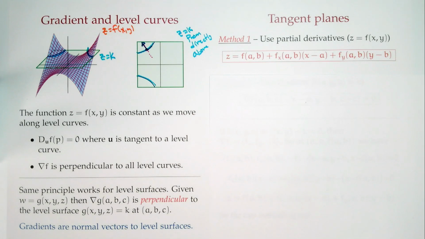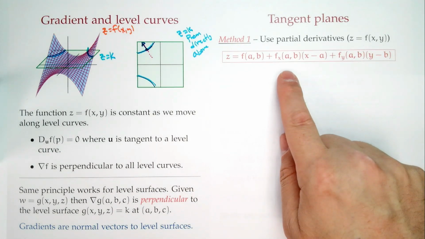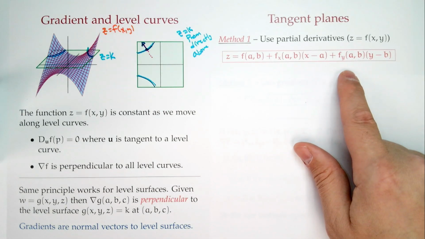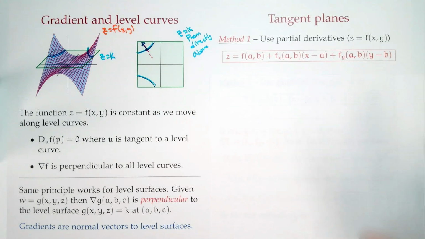So remember, we talked about tangent planes already. The first way we talked about tangent planes is we had these partial derivatives. We said, okay, so z I can think of as my function at my point, plus how much I change with respect to x times the amount of change in x, plus how much I change with respect to y times the amount of change in y.